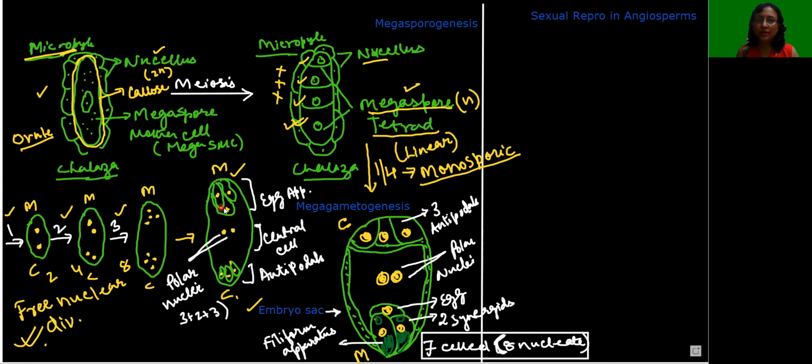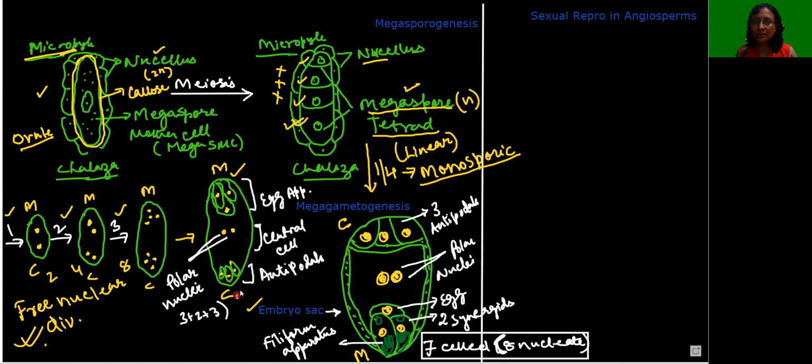There are 3 cells which I have named as egg apparatus. I have labeled. There is a cell out here which is the central cell. We'll see more details here in the next diagram. And this central cell somehow is lacking one cytokinesis, due to which there are 2 polar nuclei. These are 2 nuclei here and they have not undergone a cytokinesis.